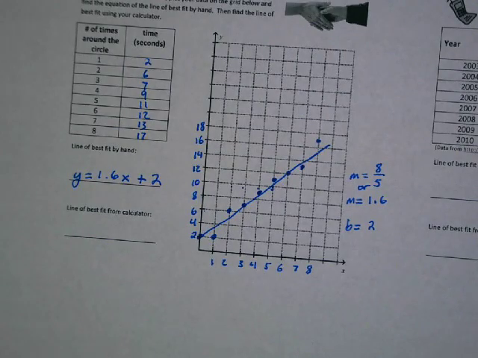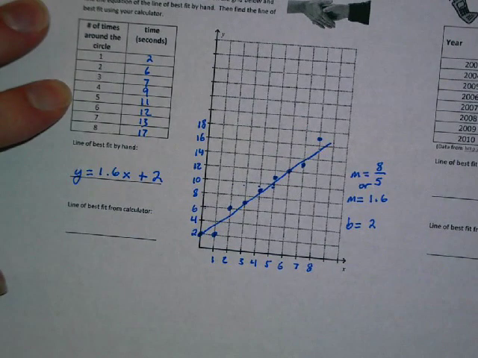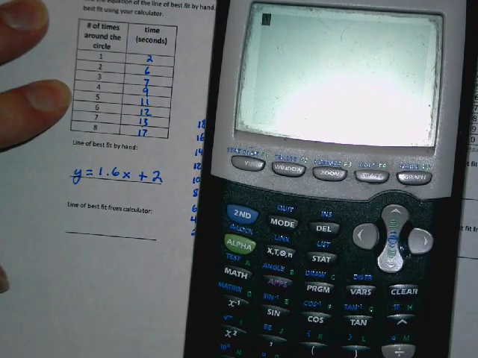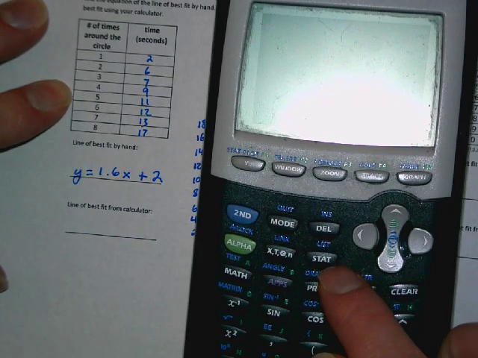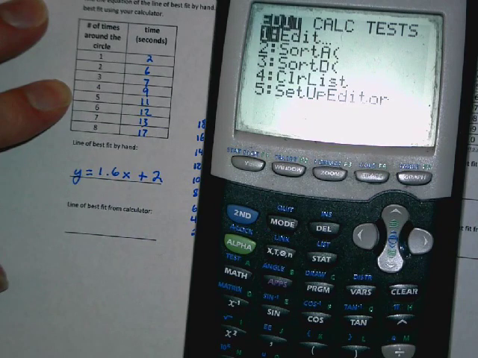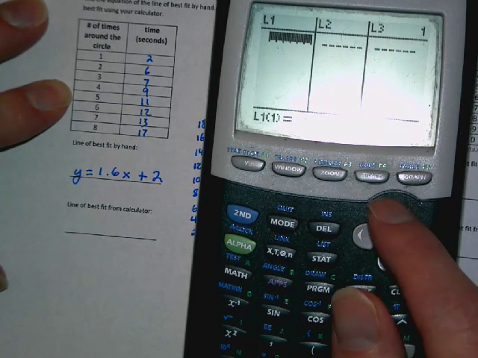Okay, so now here's the new part. In the calculator, we are going to do linear regression, enter this data and find out what the exact line of best fit is. So on your calculator, you're going to press the stat button. It's right below delete. And then hit enter on edit.